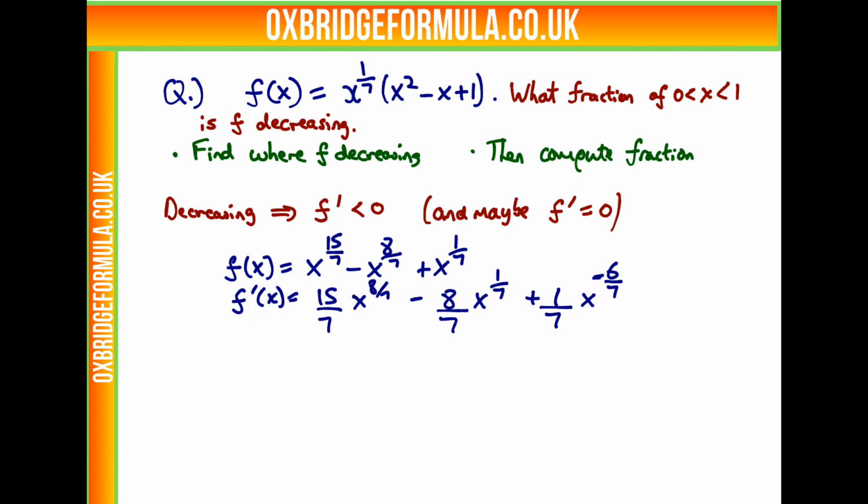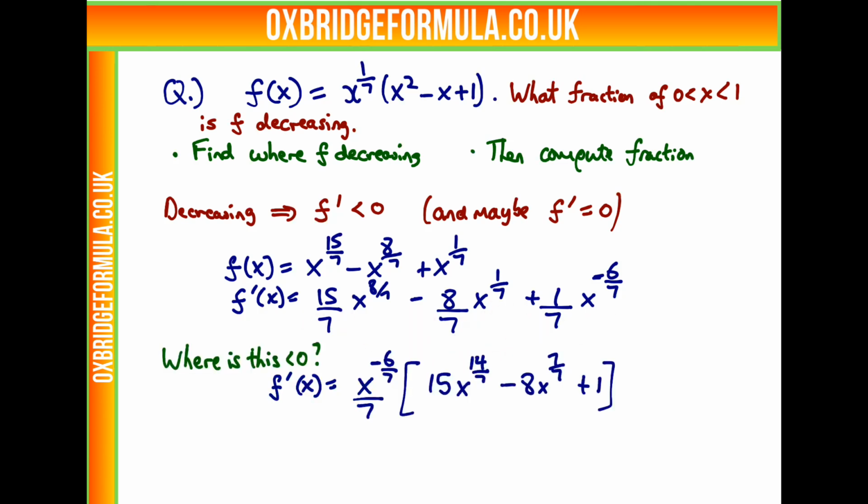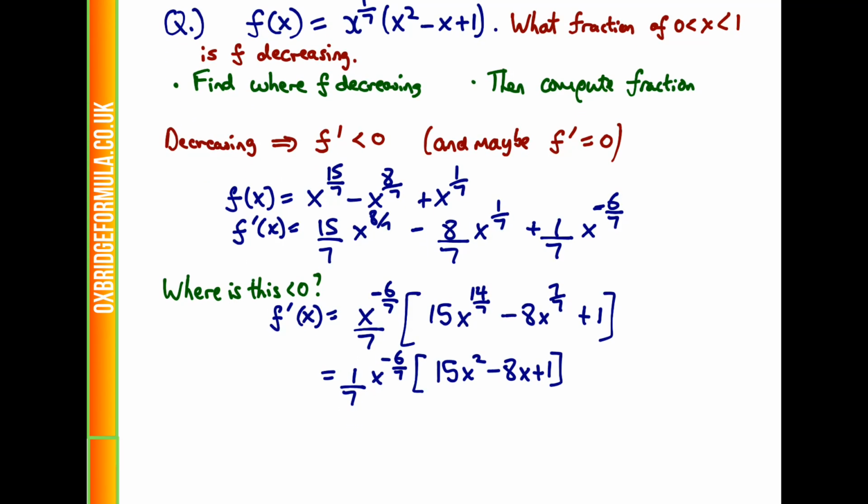Well, we know that this is the lowest power of x that we have. So let's bring this outside and factor it out with this term. We also have a common denominator of a 7th. So this is equal to x to the power of minus 6 over 7, over 7, all multiplied by 15 times x to the 14 over 7, minus 8x to the 7 over 7, plus 1. Okay, how might we simplify this? We note that 14 over 7 is 2, and 7 over 7 is 1. So we get exactly 15x squared minus 8x plus 1.